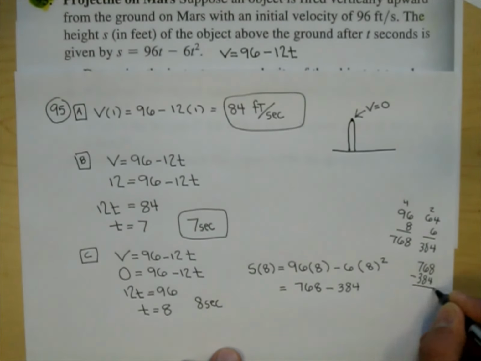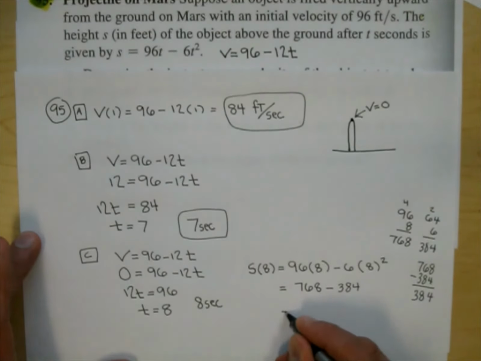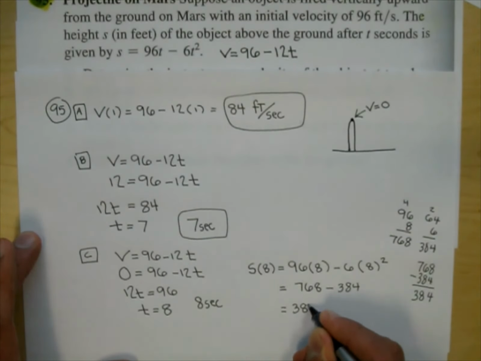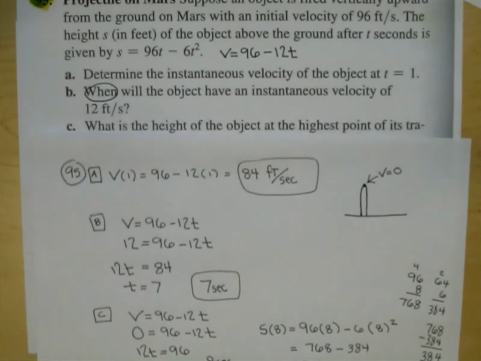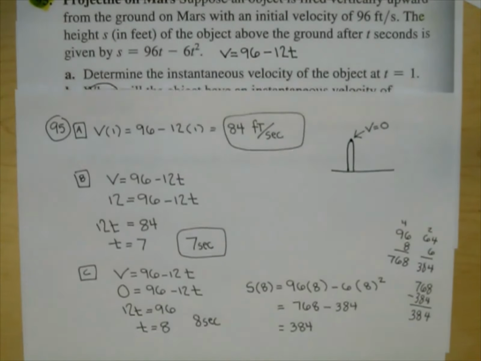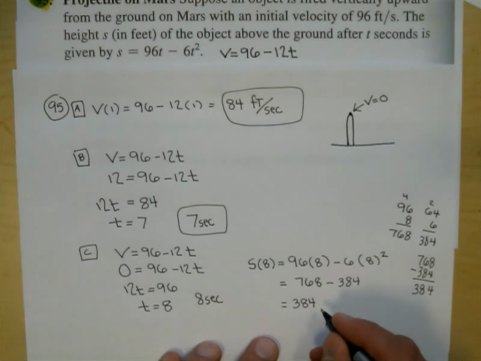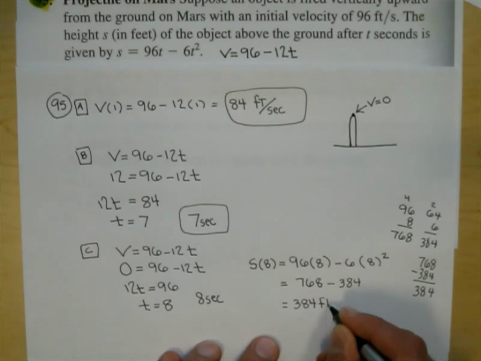I guess I'm being a math purist now. Borrow from the 7, there's an 8, 384. So this is 384. But they say, what is the height of the object? We're not just going to say 384, we're going to say 384 feet.